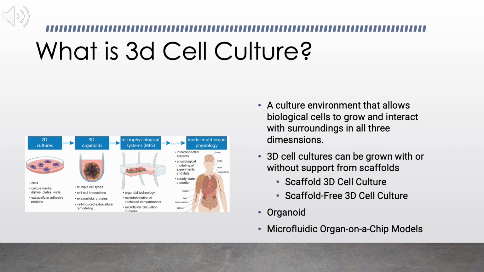The next is organoid. They are self-organizing 3D tissue cultures that have been derived from stem cells. And the last being microfluidic organ-on-a-chip model, which is a cell culture chip that is engineered to imitate the physiology of an organ. Some of this may sound a little familiar to you, as we did discuss cell culture in Module 5.